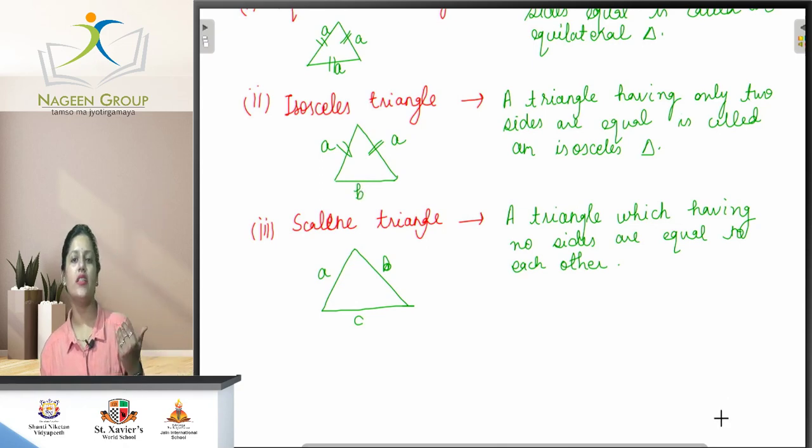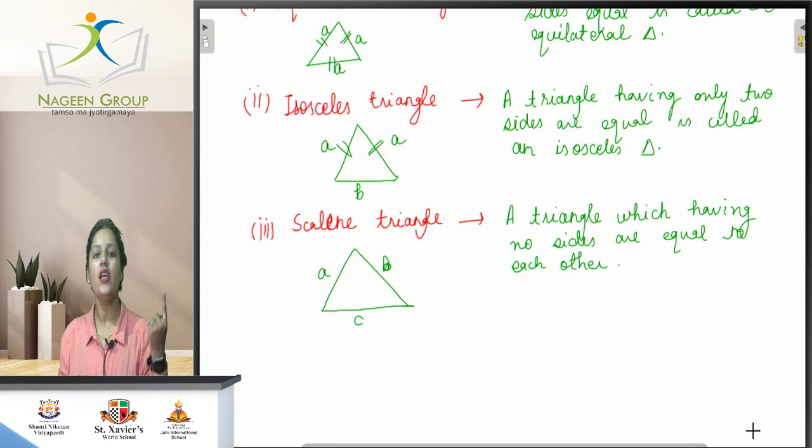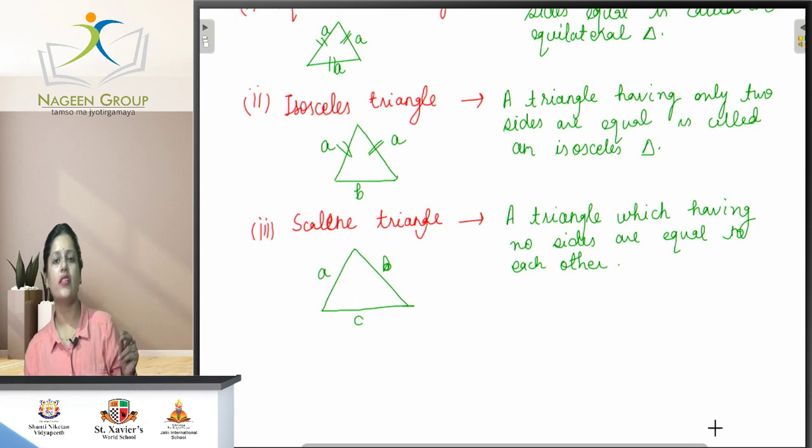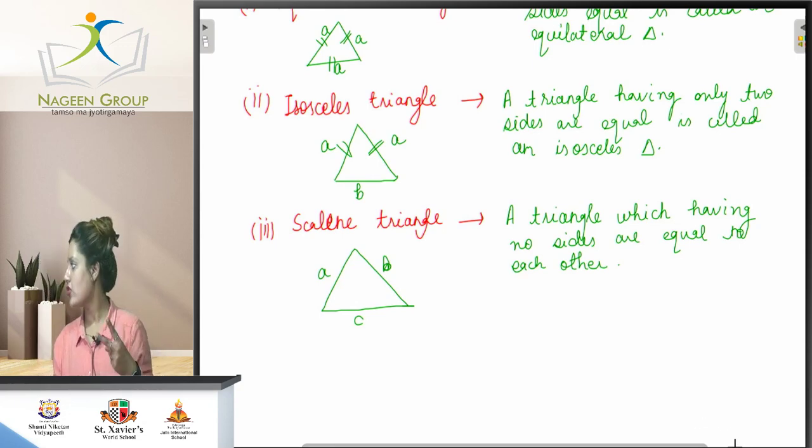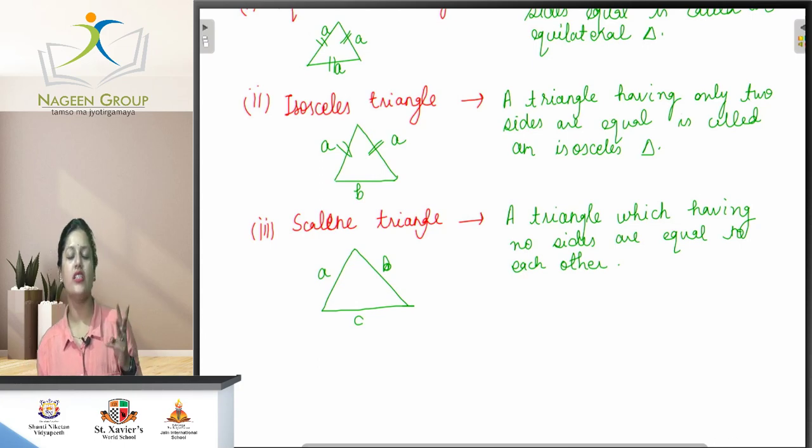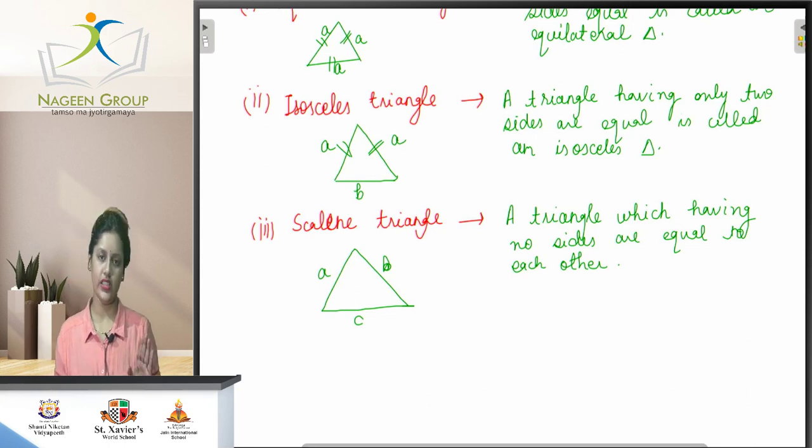According to the sides of a triangle, there are three types of triangle. First one is equilateral, in which all sides are equal. Second one is isosceles triangle, in which only two sides are equal. Third one is a scalene triangle, in which no side is equal to any other.